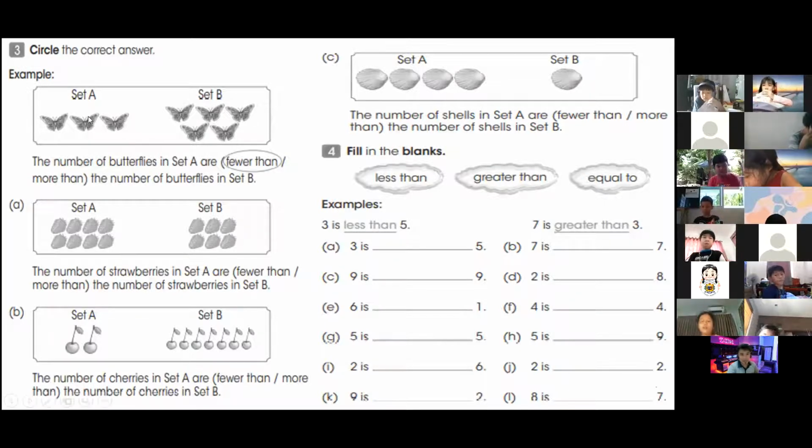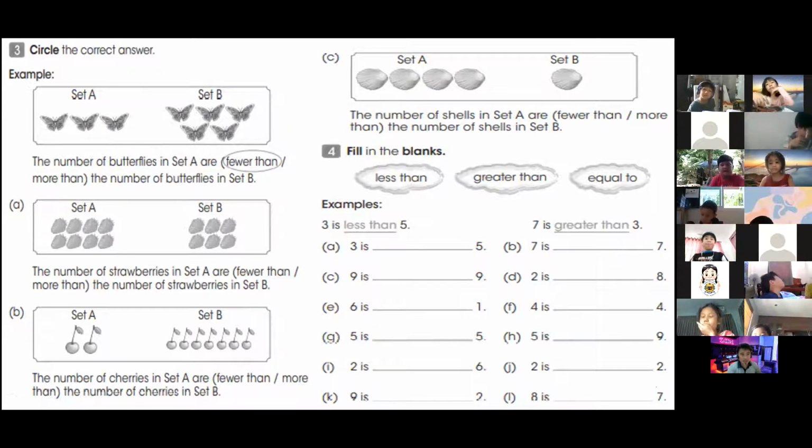Now example, the number of butterflies in set A. How many butterflies in set A? There are 3. In letter B, there are 5. So set A, fewer or more? The answer here is fewer, because set A has only 3 butterflies. That's why the answer is fewer.